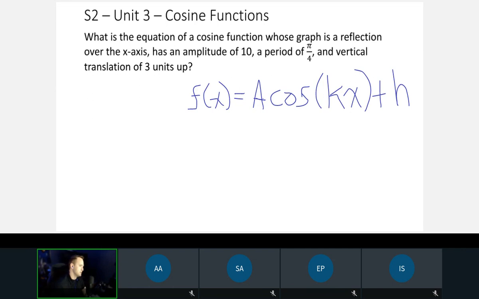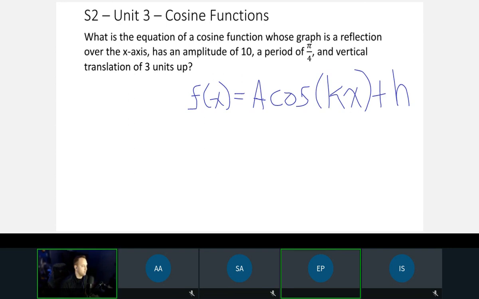All right, in chat, anybody have the k value calculated? Emily says the k value is 8. Anyone else agree with her? How did you calculate the k value? What formula did you use? 2 pi divided by the period, so 2 pi divided by pi over 4, because you would write out pi over 4 equals 2 pi over k, and then just flip it.